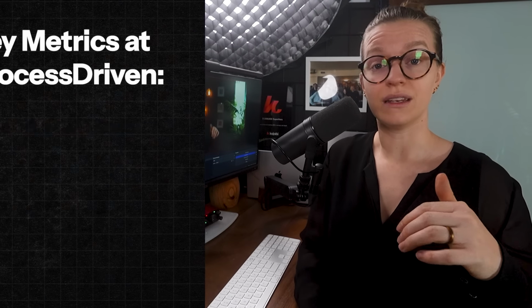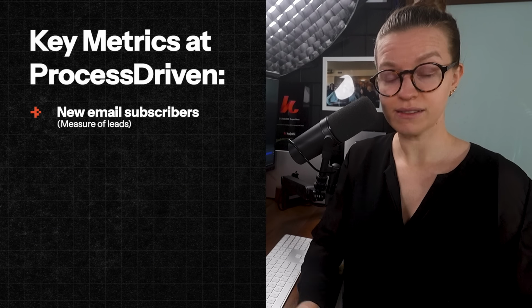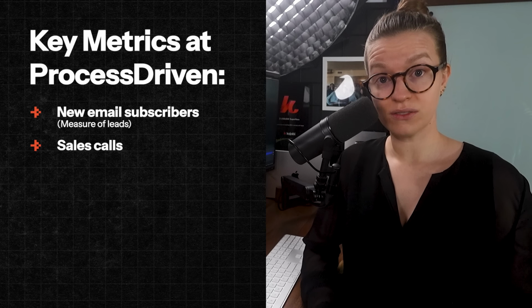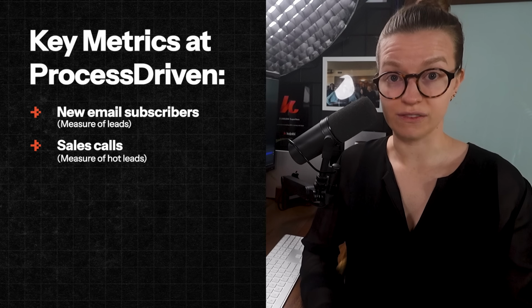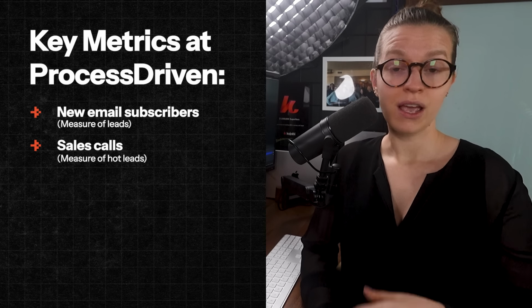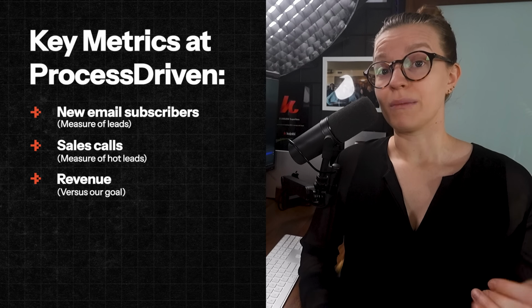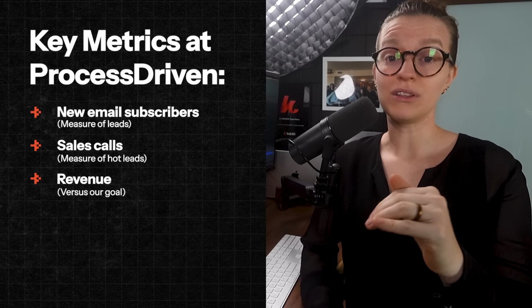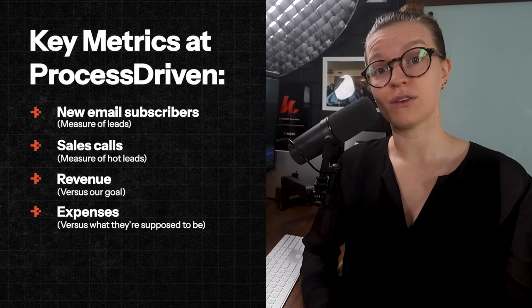Number 1, the number of new email subscribers we have. This is essentially a measure of leads for us. Number 2, the number of sales calls we have, because that's a lead who's more interested and probably going to be working with us in one of our services. From there, we look at sales. So how much revenue do we bring in versus our goal? We also break that down by product for certain things. Beyond that, we look at expenses on a monthly basis. What are our expenses at versus what they're supposed to be according to our budget?